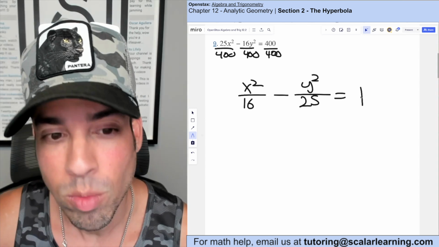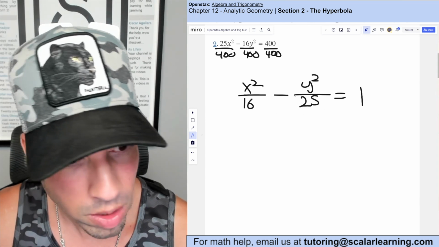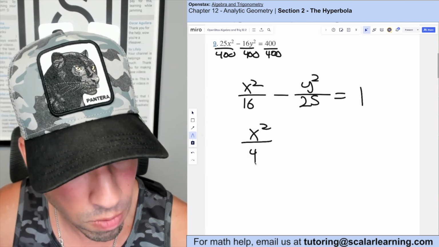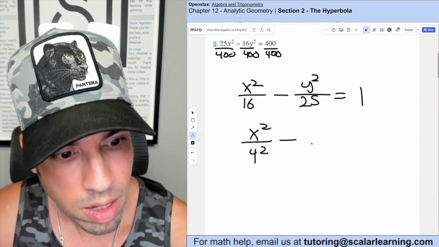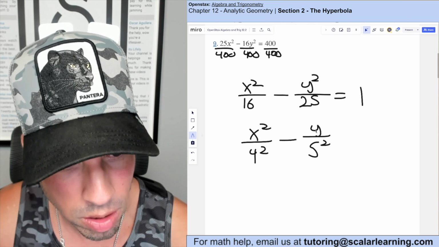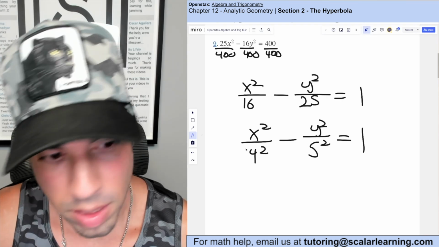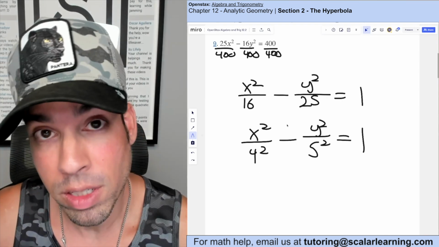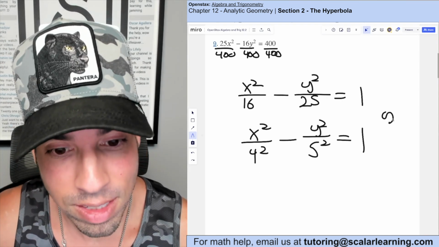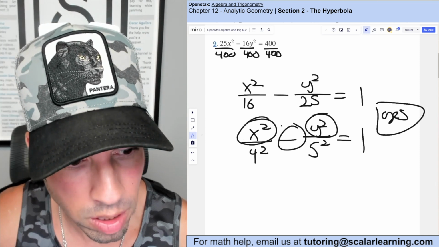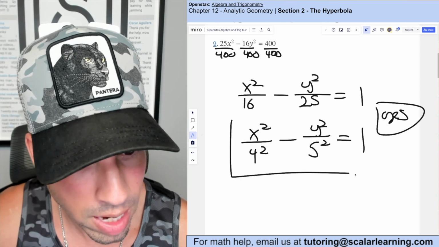Notice again, we always have a 1 on the right-hand side of the equation, just like in an ellipse. Last but not least, we're going to take the square root of 16, which is 4, and write it as 4 squared. That one we're going to write as 5 squared, and this is your standard form. And obviously, to answer the question, yes, this is indeed a hyperbola. It has an x squared and a y squared, and there's a minus in between. So that is how you do it.